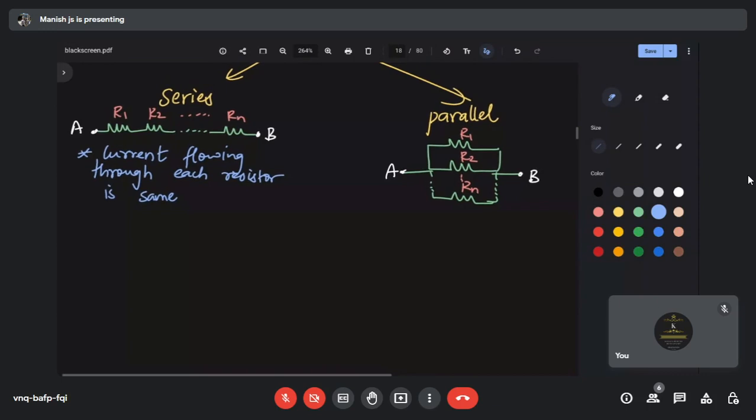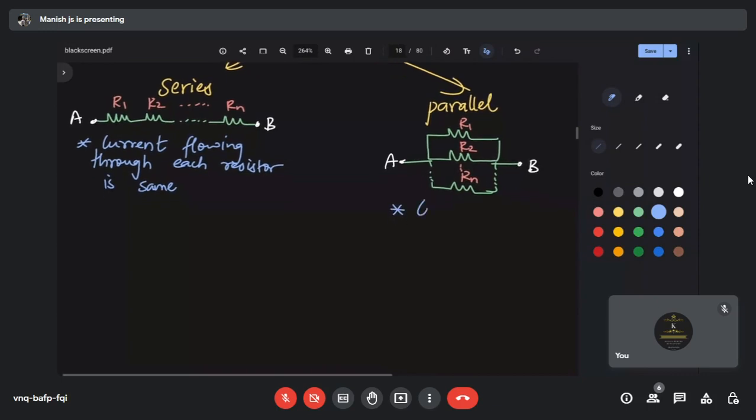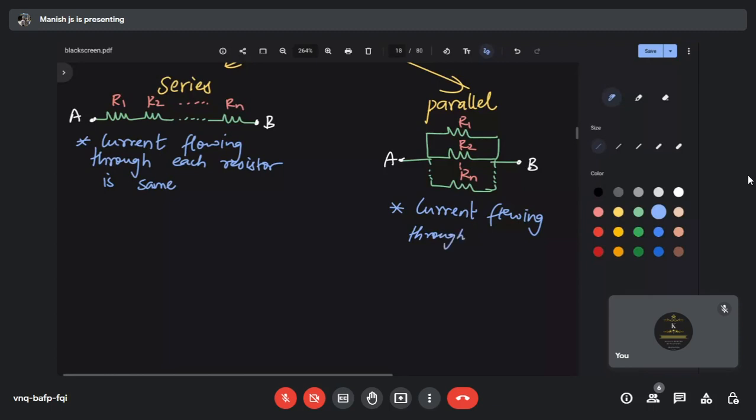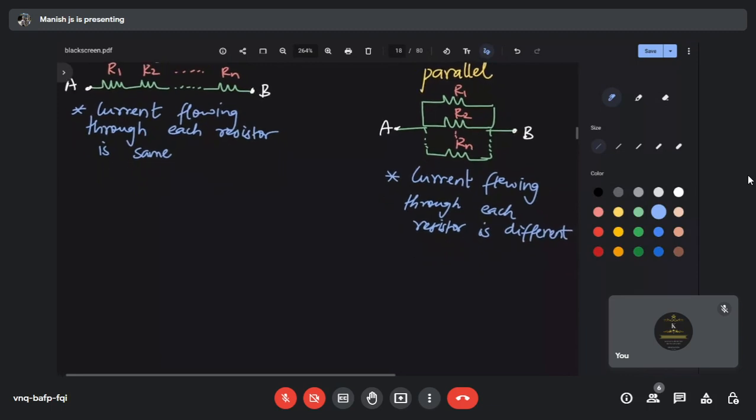But in parallel, the current will not be the same; the potential difference is the same. In parallel, it is the opposite. The current flowing in each resistor is different. Now it is branching, no? So the current will get split. So here the current flowing through each resistor is different.